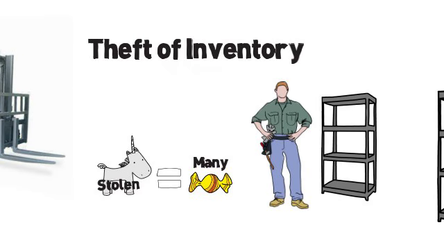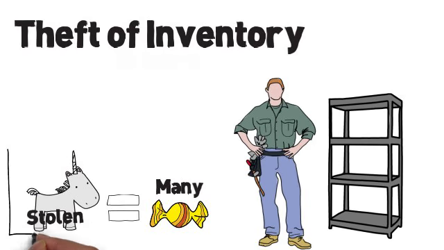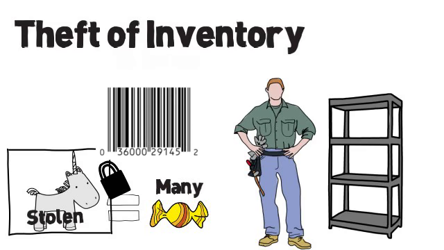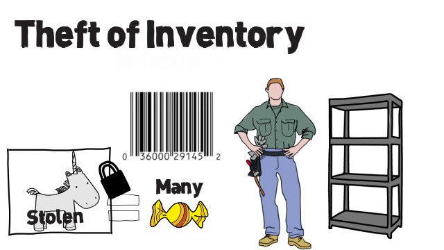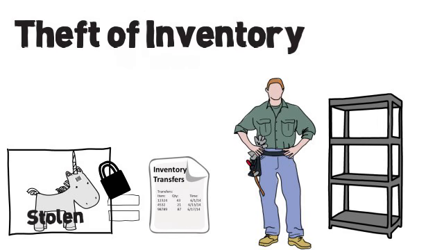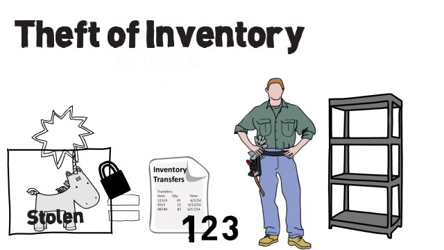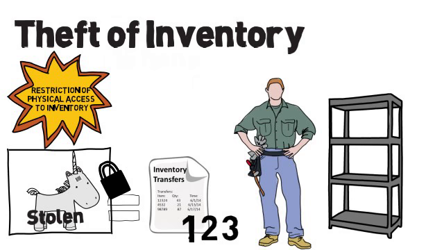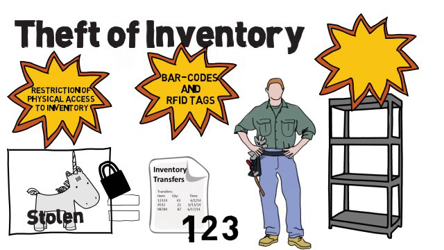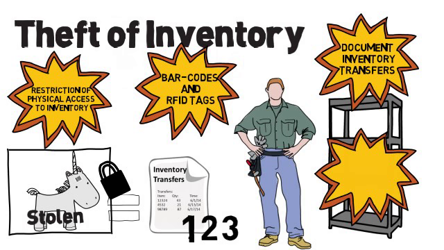To address the theft of inventory, we can restrict access to the inventory. We can also use barcodes or RFID tags to track where inventory moves through the warehouse. Or we can document inventory transfers. And finally, we can count inventory and check that against what's in the system. So we can set restrictions to the physical access of inventory, use barcodes or RFID tags, document inventory transfers, and periodically count and reconcile inventory.